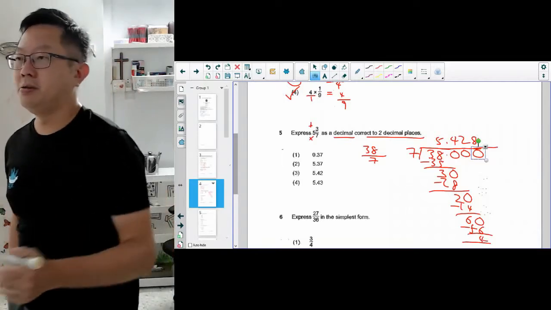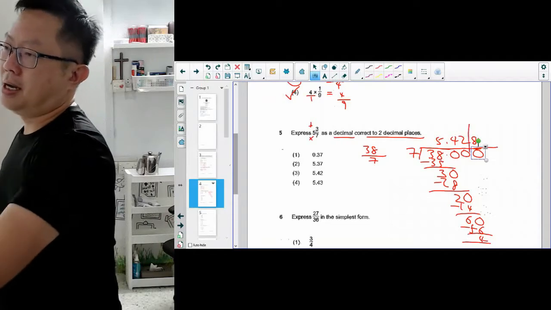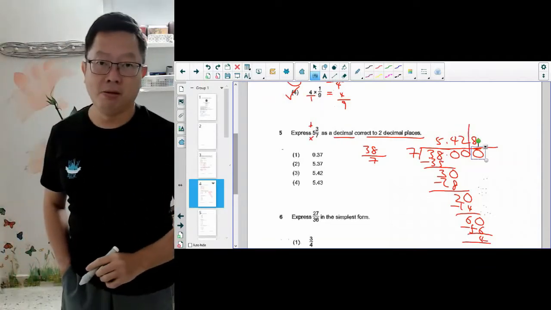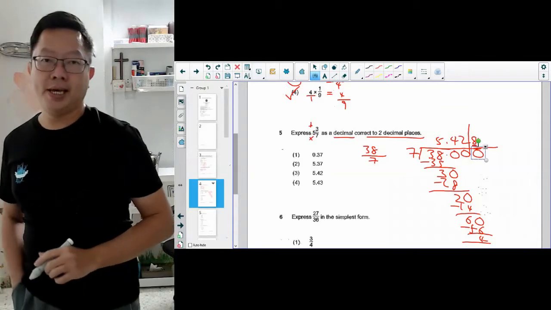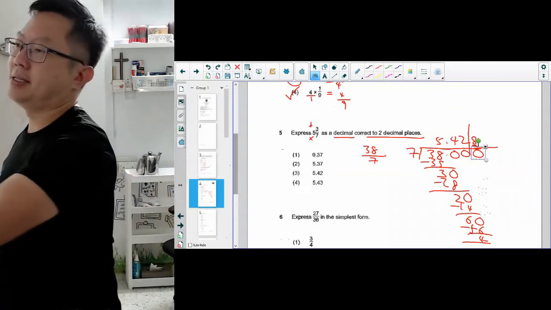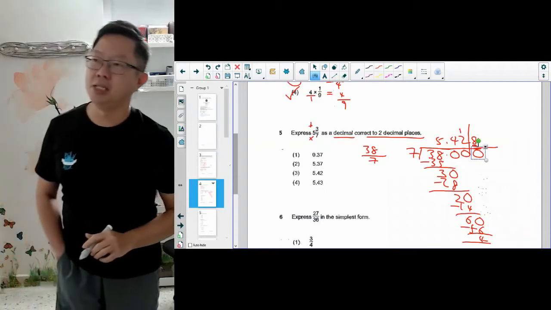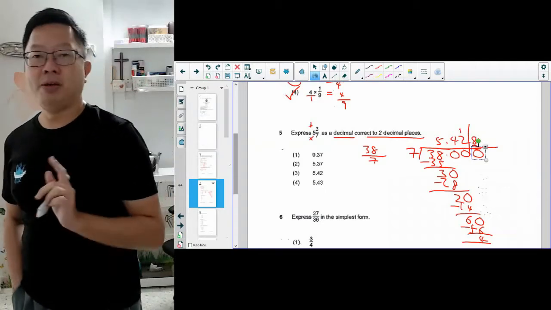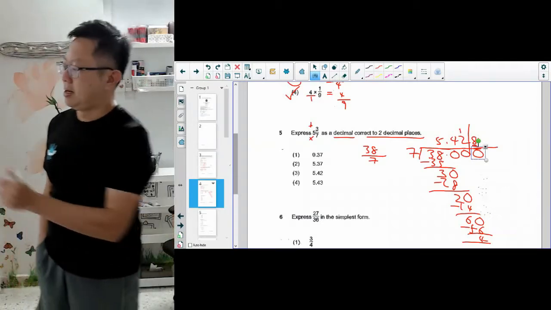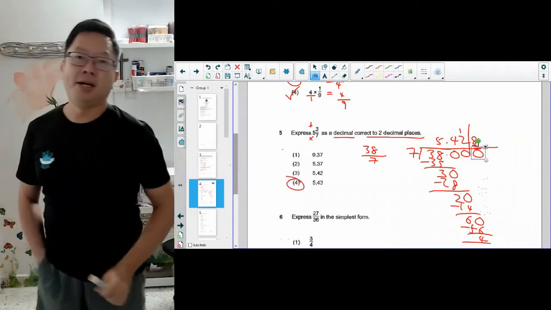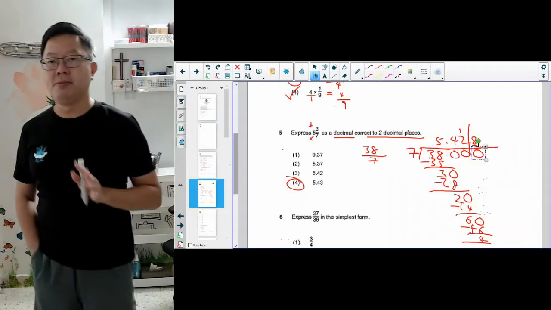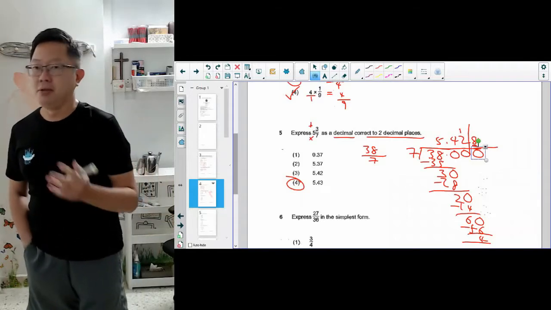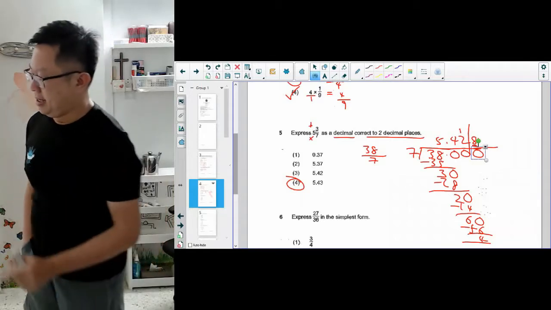Then how do you correct to 2 decimal place? You draw a line to show how a 2 decimal place look like, and you look at the digit nearest the line, which is 8. Is it 5 and bigger? Yes. You add 1 on the next digit. So your 2 decimal place will be 5.43. So answer will be number 4. Okay? And that's how you correct the 2 decimal place. So this can be quite easy, but can also be quite hard if you don't know how to divide to get decimal.